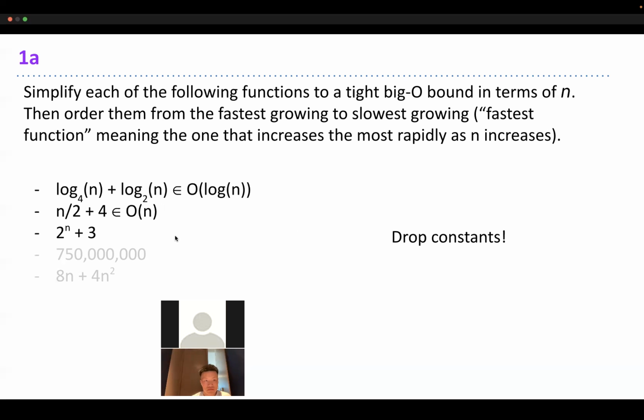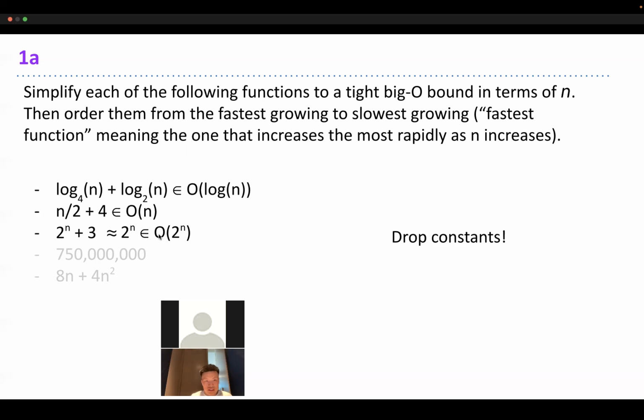Linear, not bad. And then what about this one, 2 to the n? What complexity class is this? Exponential. Yep, it's going to be exponential. And more specifically, it's going to be O of 2 to the n. Again, we just drop the constants. We just drop the 3. Because if you think about it, if n is like 10 trillion, what the heck is this plus 3 going to do? It doesn't really do anything. So we can just drop the constant.